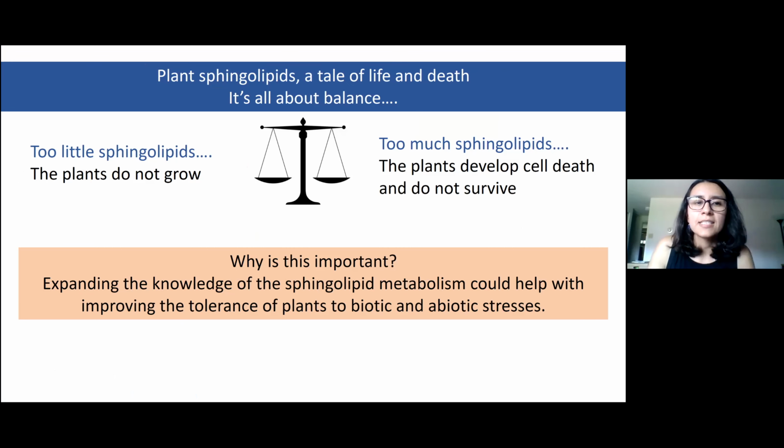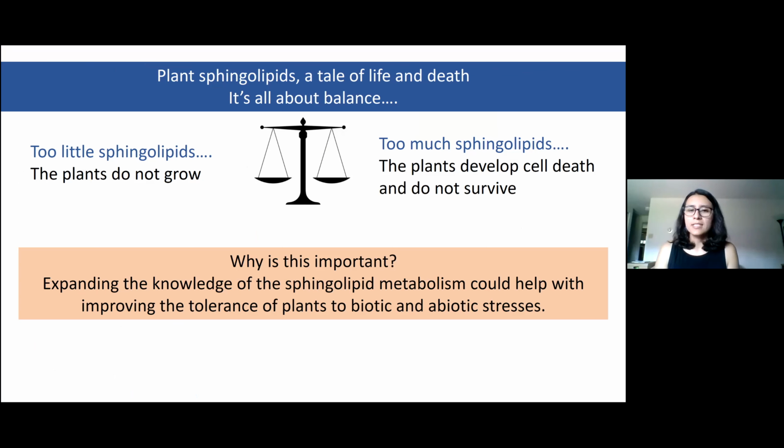So with this, I would like to conclude the part of the research talk saying that plant sphingolipids, and this is the tale that I told you about life and death, it's all about balance, right? As I told you, if plants have too little sphingolipids, they don't grow. But on the other hand, if they have too much sphingolipids, and that could be too much of a specific sphingolipid, then the plants develop cell death, or the plants don't survive and cannot develop well.